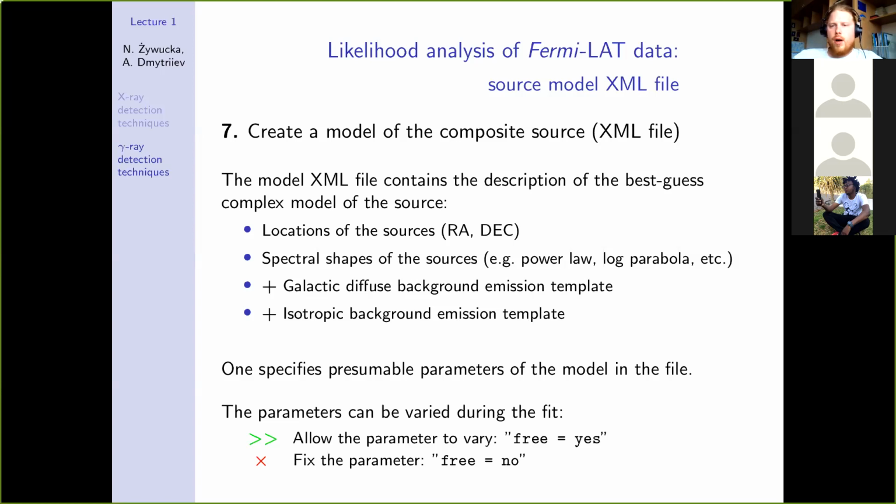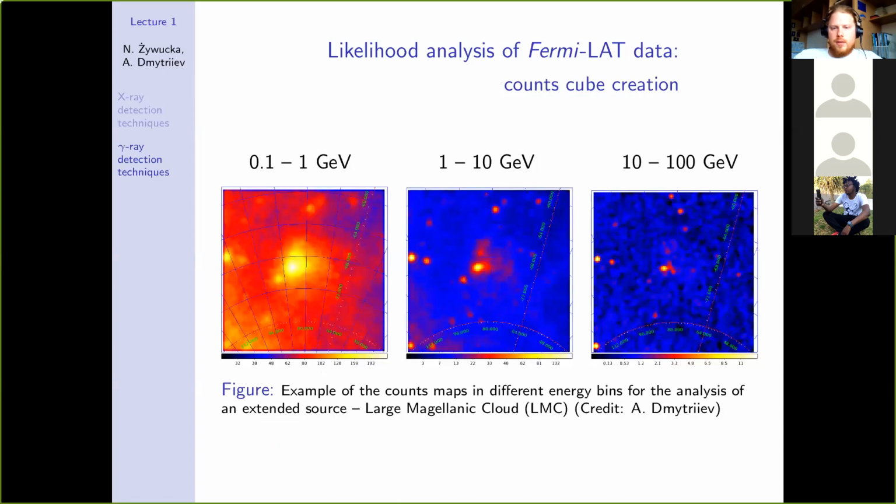So you need to specify the model of your source, the composite source. What is the composite source? It is everything you see in this region of interest. This is your source itself. I'm analyzing here the Large Magellanic Cloud, which is this bit. And these are point sources, pulsars, supernova remnants, etc., which have to be included in the total model. So we create the composite model, and we add to our model the source, the Large Magellanic Cloud.